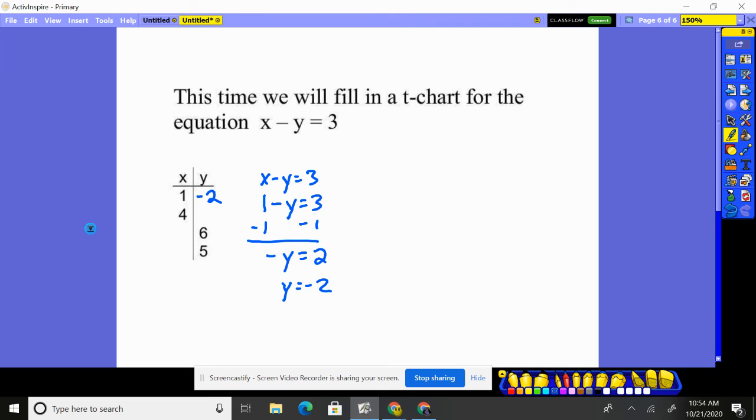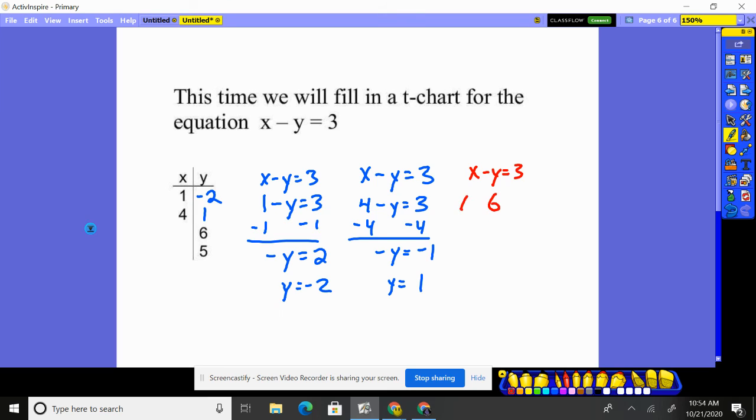What about when x is 4? Okay, well, I take my equation and I say, okay, I've got to put the x as a 4. I now solve it. I get the opposite of y is negative 1. Therefore, that means y is a positive 1. Now, let's do it where they give us the y value. So we'll do it right here. x minus y equals 3. They gave me the y being a 6 here. So I have x minus 6 equals 3. Add my 6, add my 6. I have x is 9.